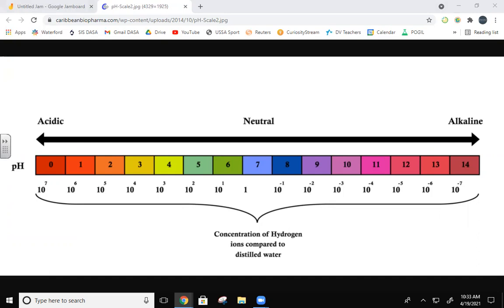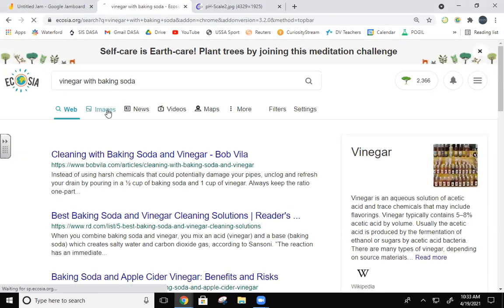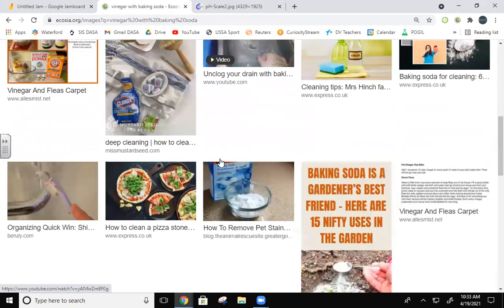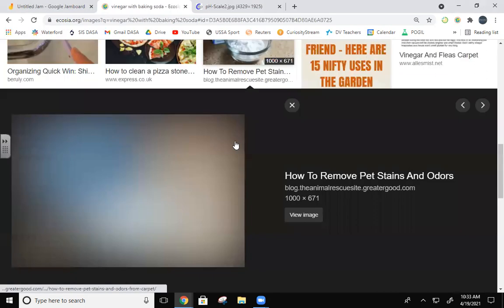Yeah, so pretty interesting. Here's one for you. What about a very common reaction that you all know about, which is vinegar with baking soda? Vinegar with baking soda. Who has done this before? Mixing vinegar with baking soda. You make a volcano, right? It's the classic baking soda.